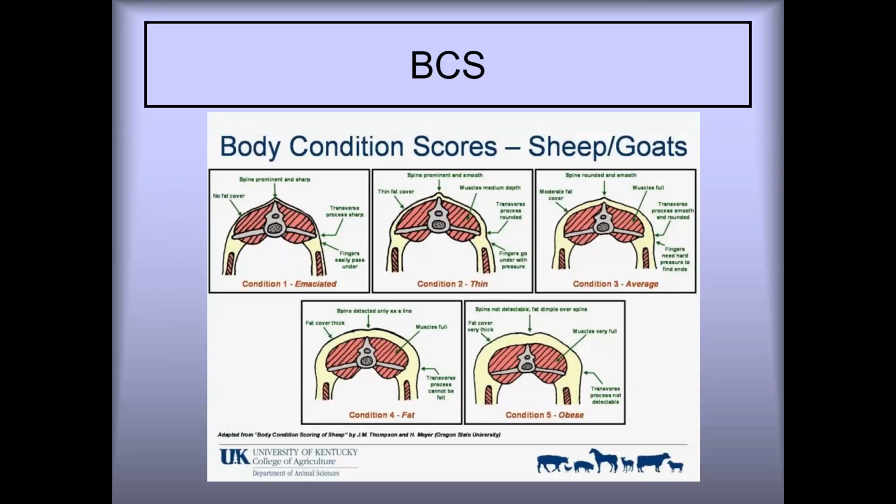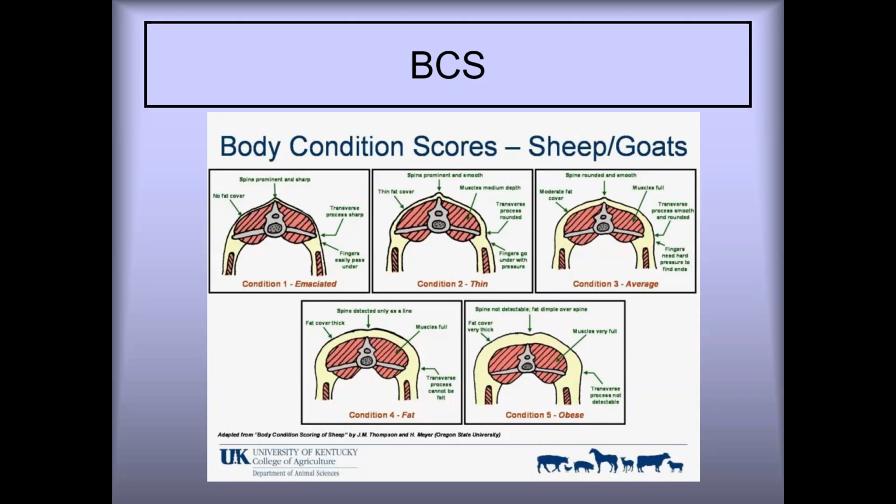Looking at the prominences over the top of the spine, looking at the fat cover and the conditions around the transverse processes of that spinal column, as well as the ribs as they go around to the sides. Top middle is going to be a body condition of 2, top right's 3, lower left's 4, and then 5, which is obese, is on the right.